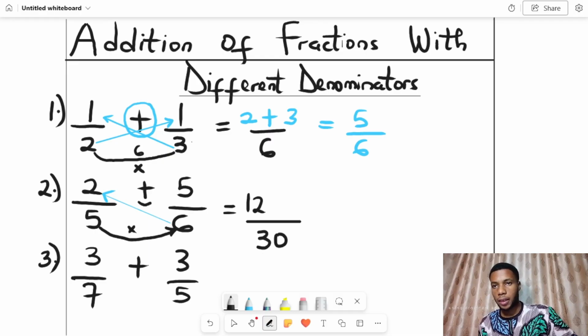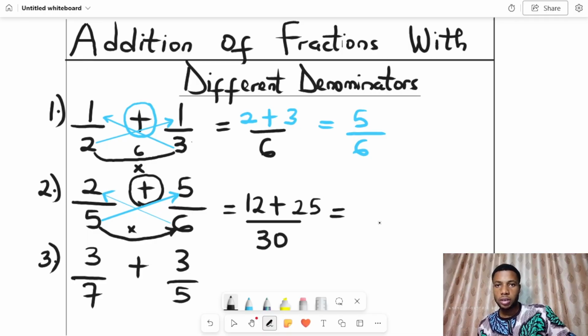What sign do we have here? We have the plus sign. So we're going to write it here. Plus 5 times 5 is what? Why are we multiplying 5 by 5? We are going to multiply the denominator of the first fraction with the numerator of the second fraction. I hope this is not confusing. So 5 times 5 is 25. So we are going to write 25 here.